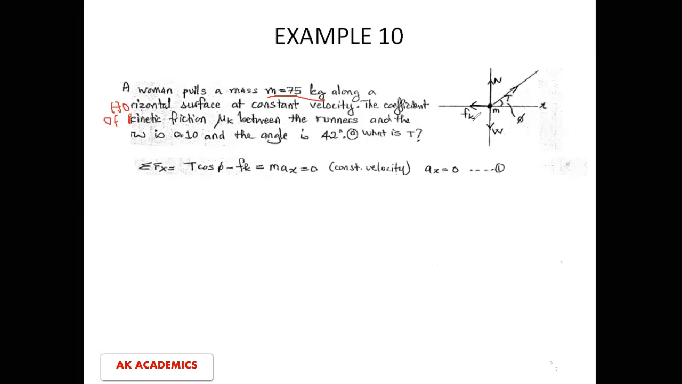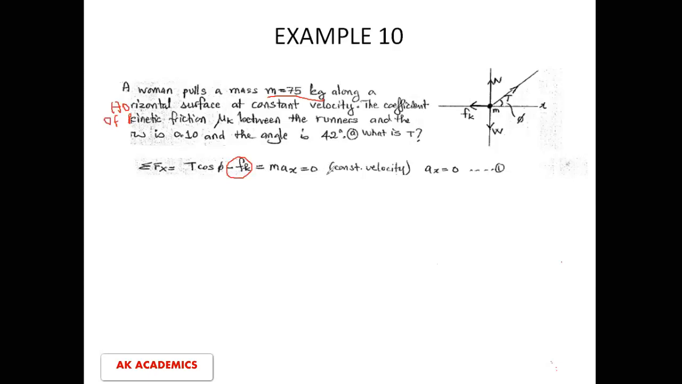We already have our Fk. Fk is in the negative x-axis, so it's going to be minus Fk. You can see T, if you convert it to horizontal, is going to be in the positive direction. So summation of Fx equals, if you convert this T to horizontal component, T cos phi. Phi is the angle between the tension, the cord, and the horizontal axis. You have T cos phi minus Fk equal to 0.